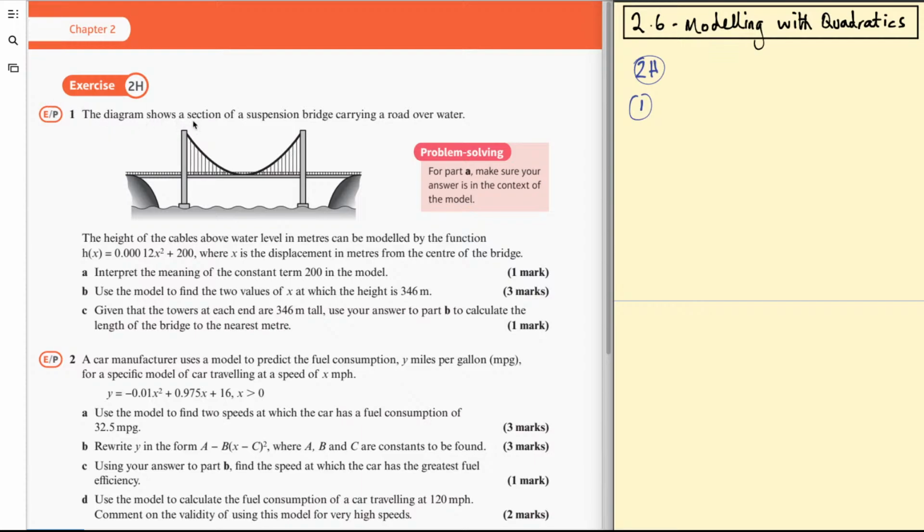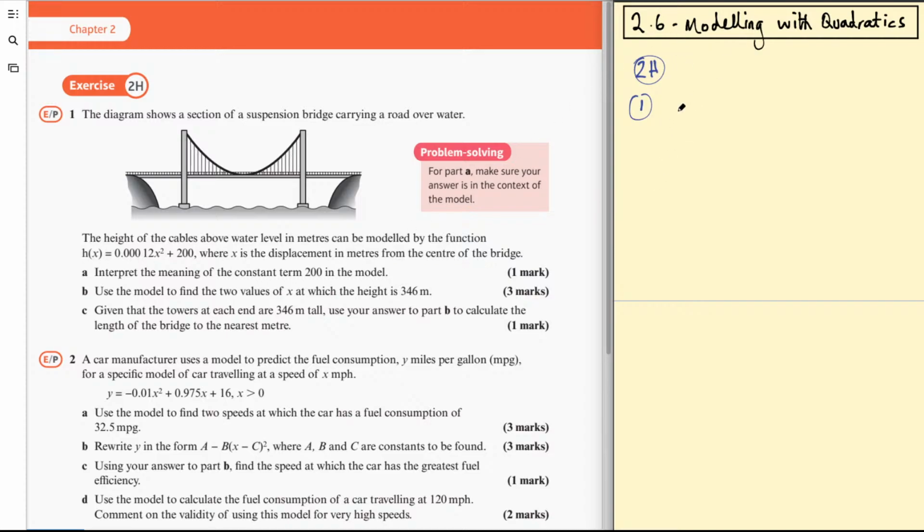Alright, question 1 says the diagram shows a section of a suspension bridge carrying a road over water. It's funny how they describe that. A suspension bridge carrying a road. I guess that's what it does. I've never thought about it that way. Anyways, the height of the cables above water level in meters can be modeled by the function h of x equals 0.00012 x squared plus 200, where x is the displacement in meters from the center of the bridge.